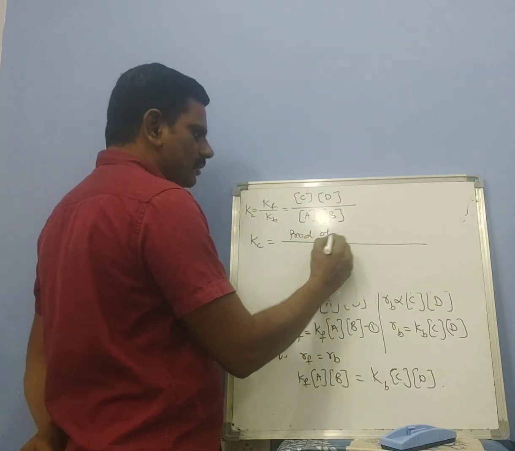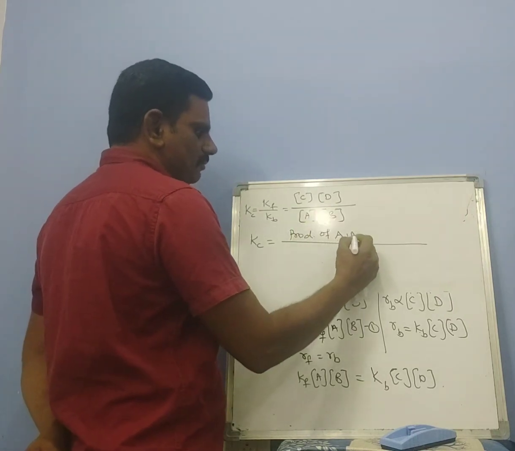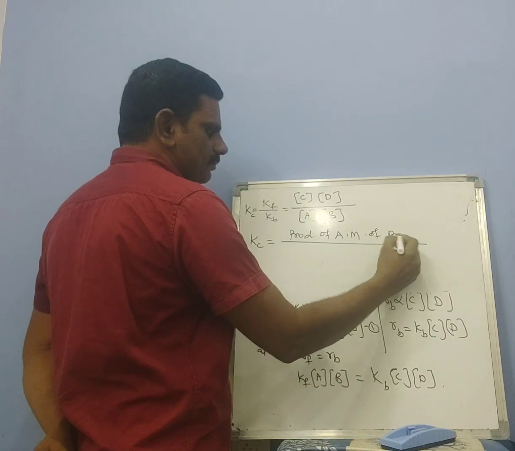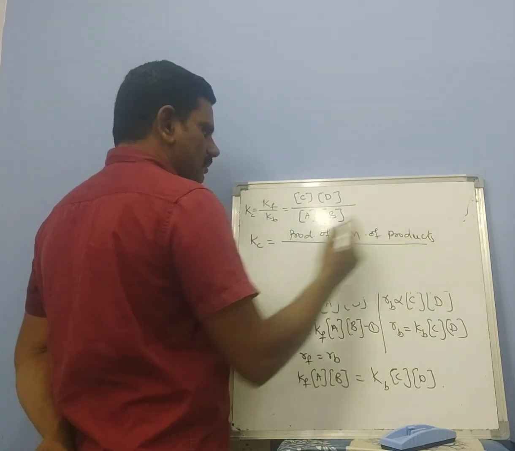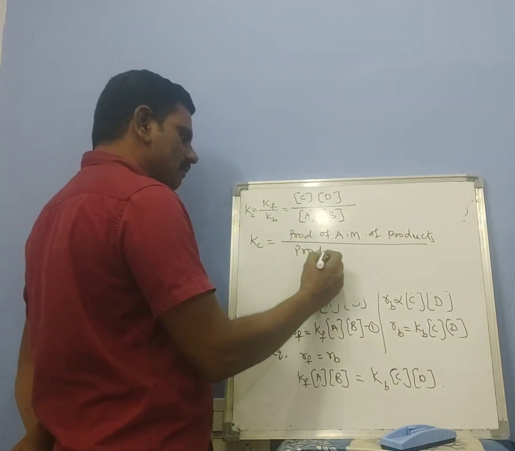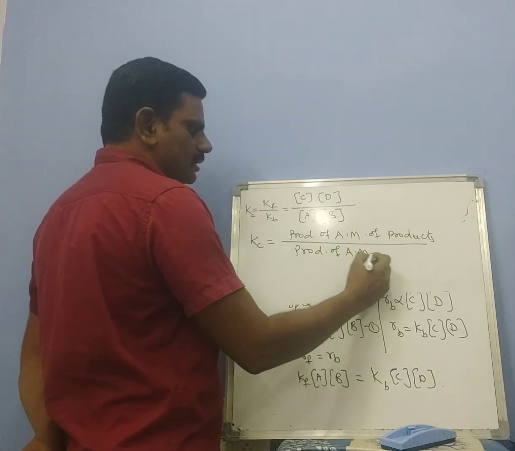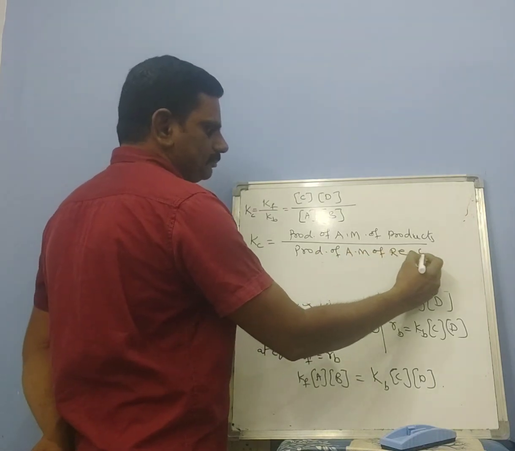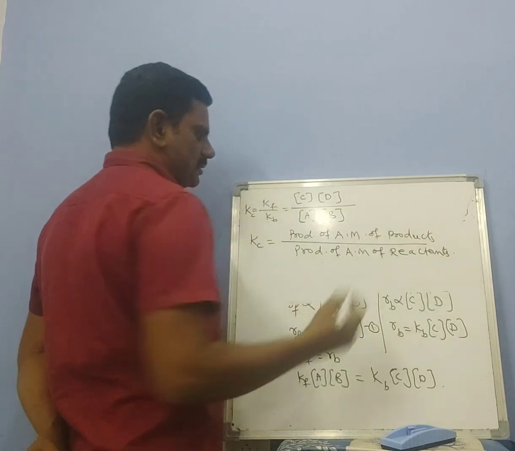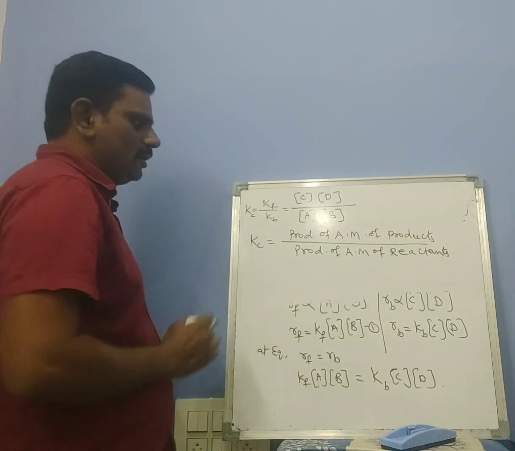active masses of products by the product of active masses of reactants. So this is the value of Kc.